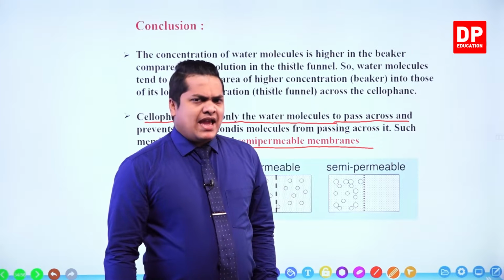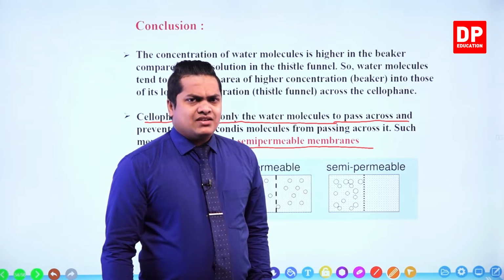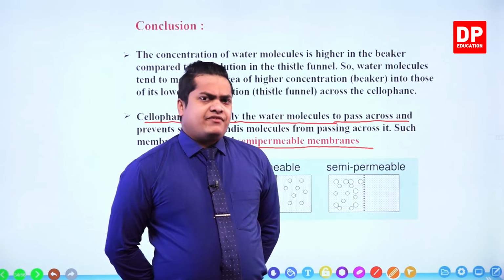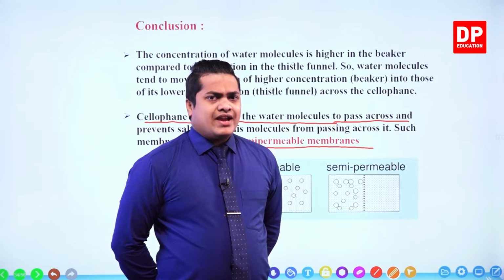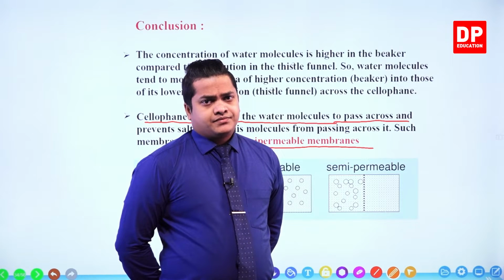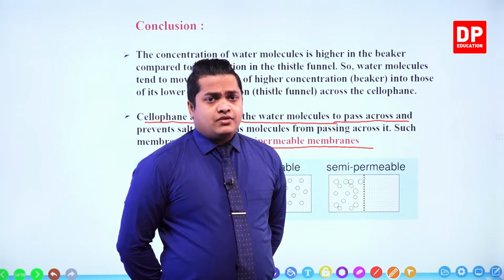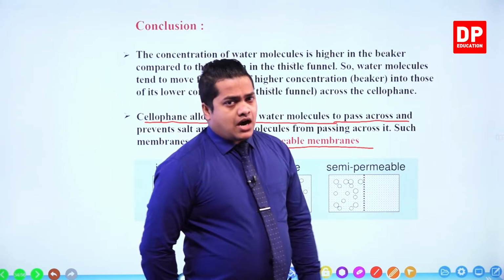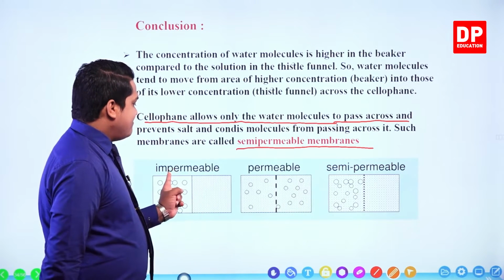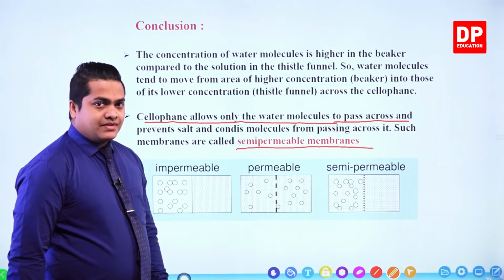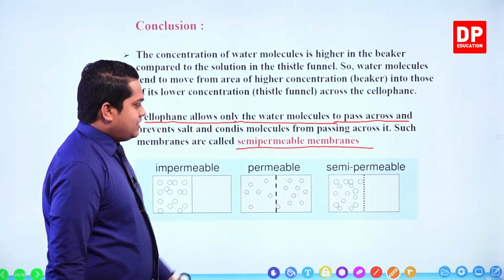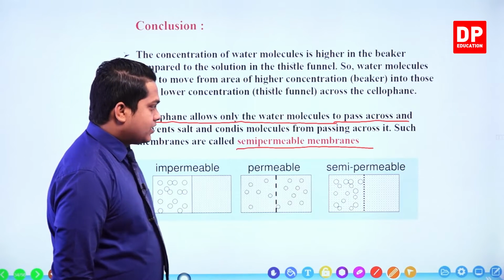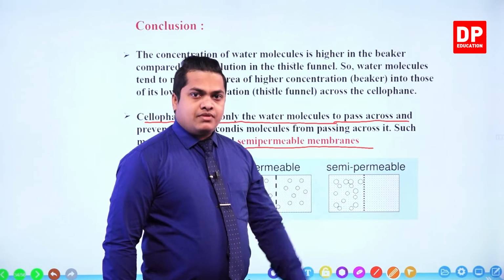Semi-permeable membranes. Actually, membranes or layers or these papers are of three types. Any kind of membrane, any kind of layer is of three types. We can divide membranes or layers into three types. These three types are impermeable membrane, permeable membrane, semi-permeable membrane.